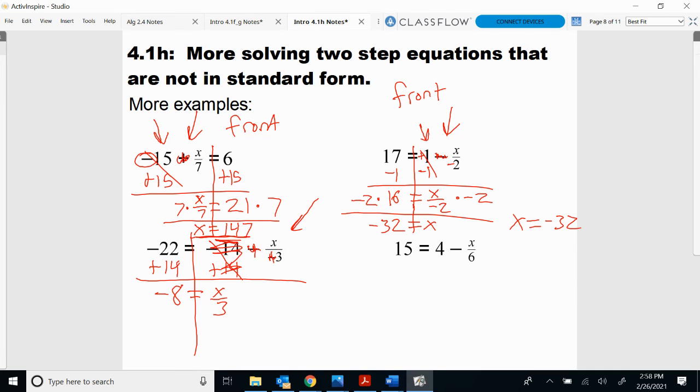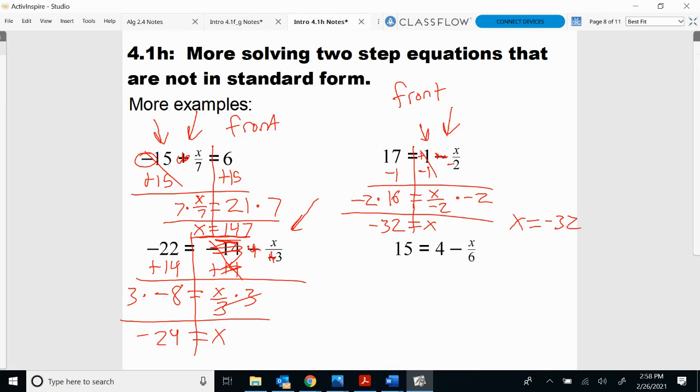Now take a look. We got x divided by positive 3. So we're going to multiply by positive 3. Multiply that side by positive 3. And we are going to end up with negative 24 is equal to x.